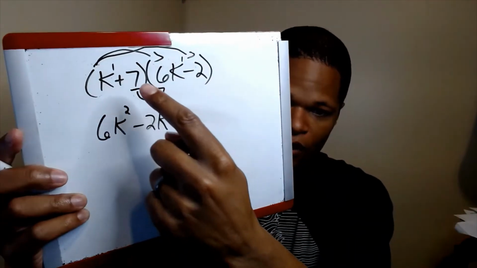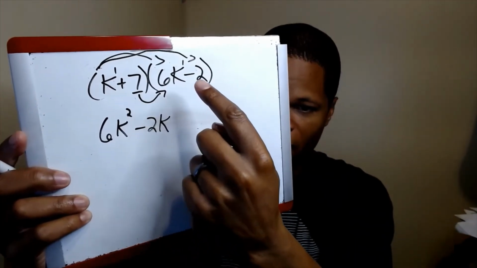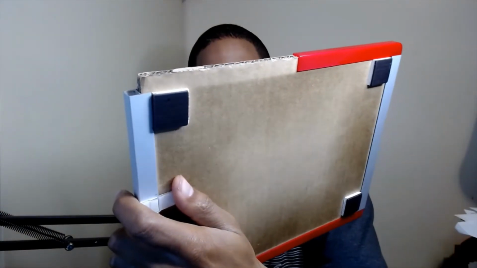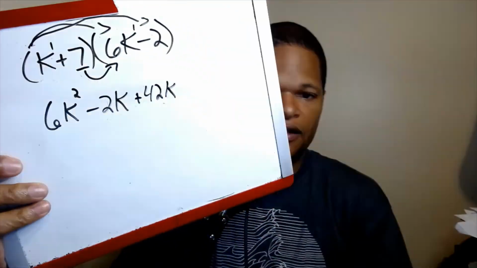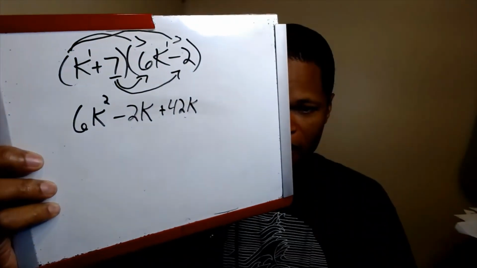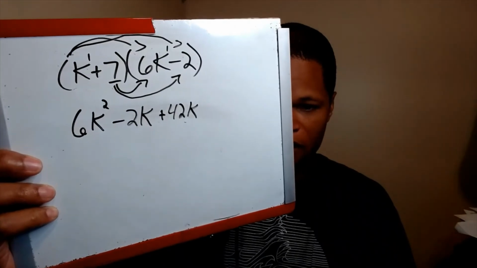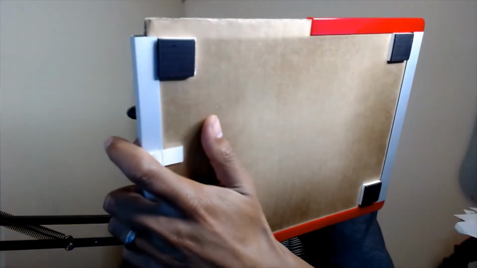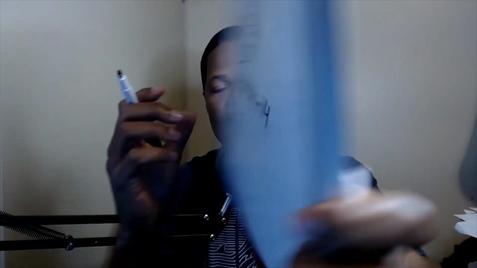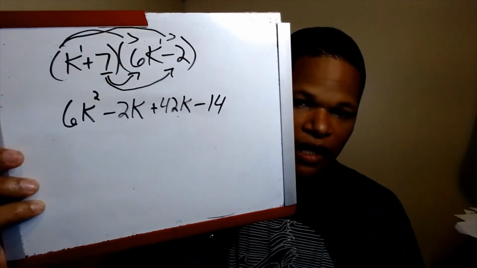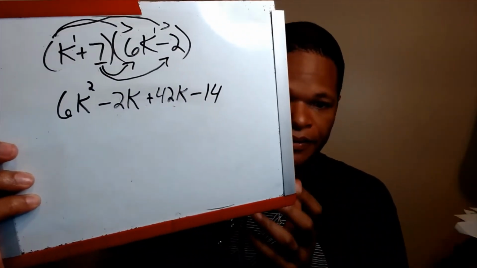7 times 6 is 42. And since 6 had a k, we're going to say 42k. So we'll say plus 42k. And then that same 7, let's do another arrow. That same 7 gets multiplied by the minus 2. So 7 times minus 2 is negative 14, or minus 14. So here's what we have left. We have done all the multiplication.